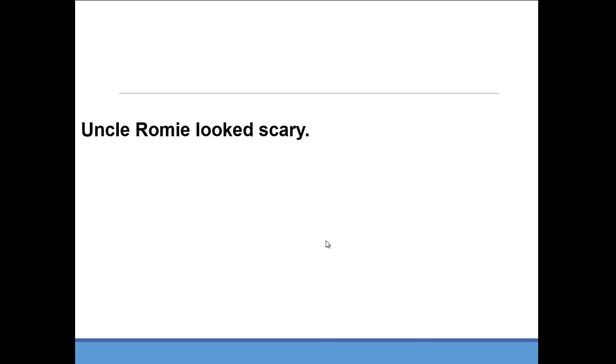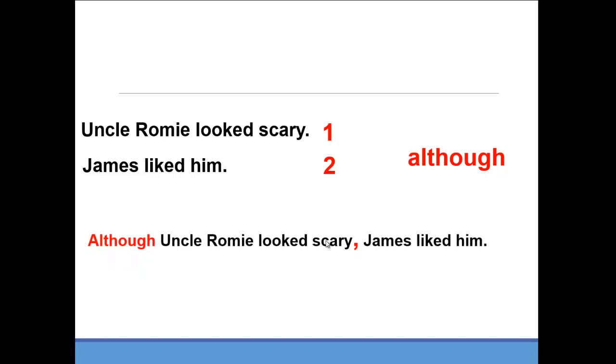Uncle Romie looked scary. Sentence number 1. James liked him. Sentence number 2. Let's join the two sentences using the conjunction although. As I said before, the conjunction although joins two opposite ideas. So Uncle Romie looked scary, but James liked him. So these are two opposite ideas. So the conjunction although joins these two opposite ideas. Although Uncle Romie looked scary, James liked him.